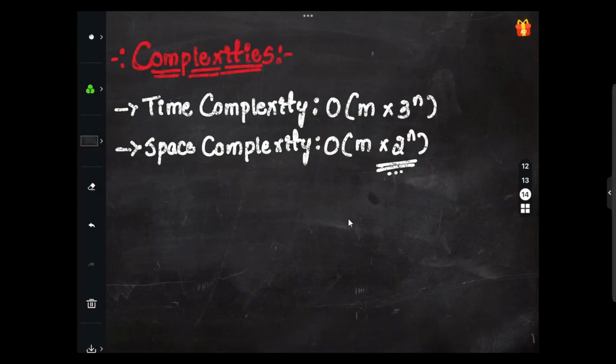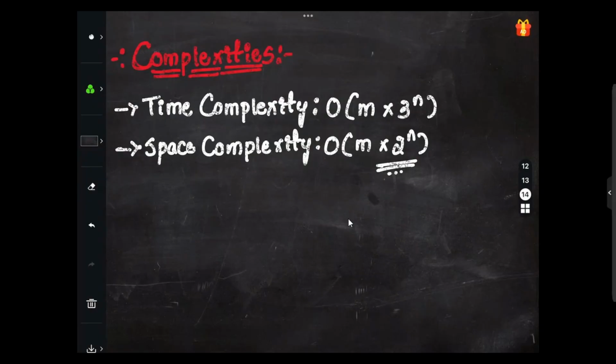And one more thing, according to the constraint mentioned in the question, m is less than or equal to n. And this is also big O of n into 3 to the power of n, right? So we can just consider big O of m into 3 to the power of n, or big O of n into 3 to the power of n. Both are right, so this is fine.